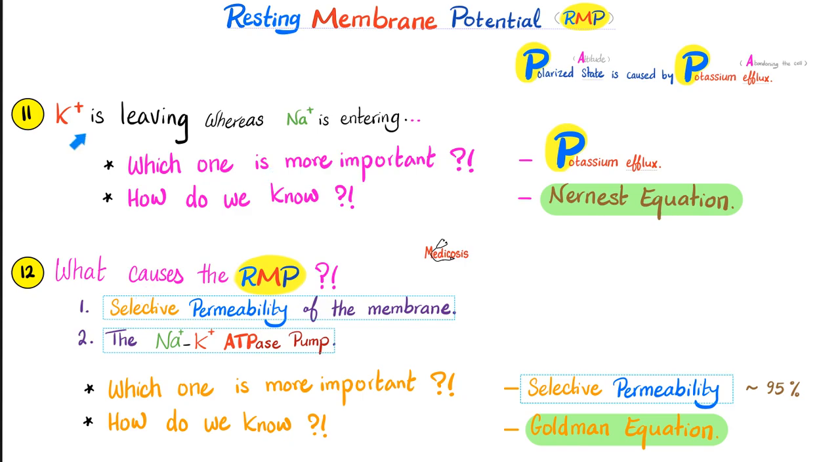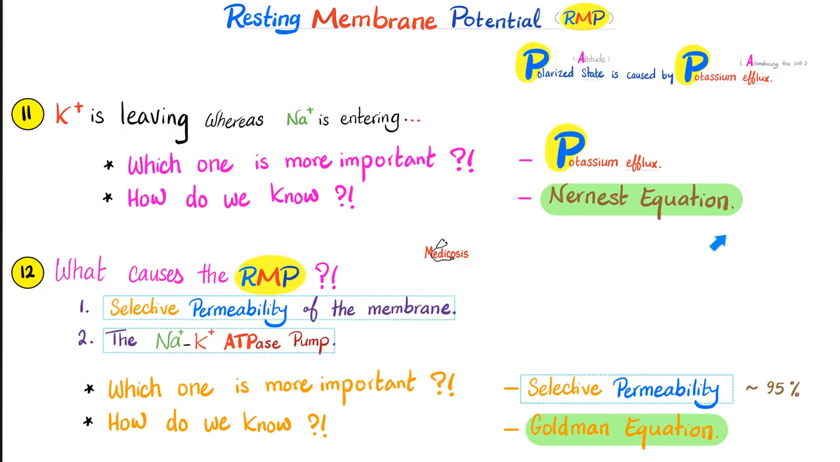How did we know that potassium efflux is more important than sodium influx during rest? And how did we know that the selective permeability is more important than the pump during rest? Okay, Medicosis, it's because you said so. Well, that's a logical fallacy known as the argument from authority. I want scientific evidence.